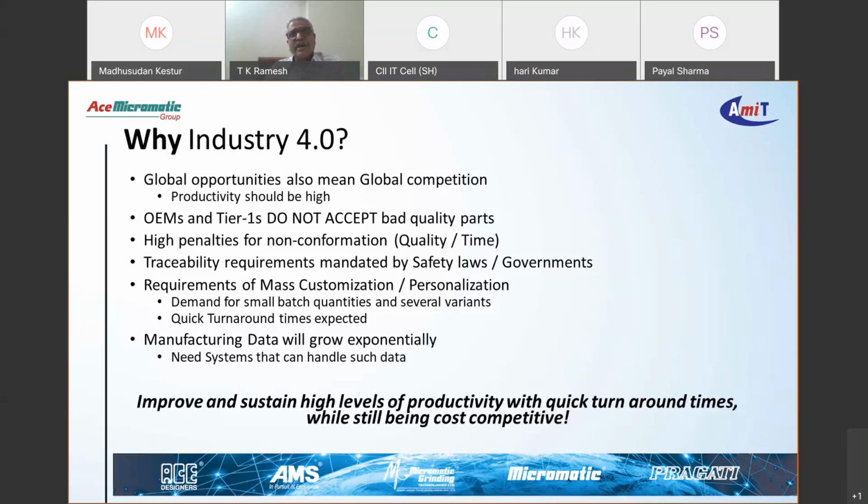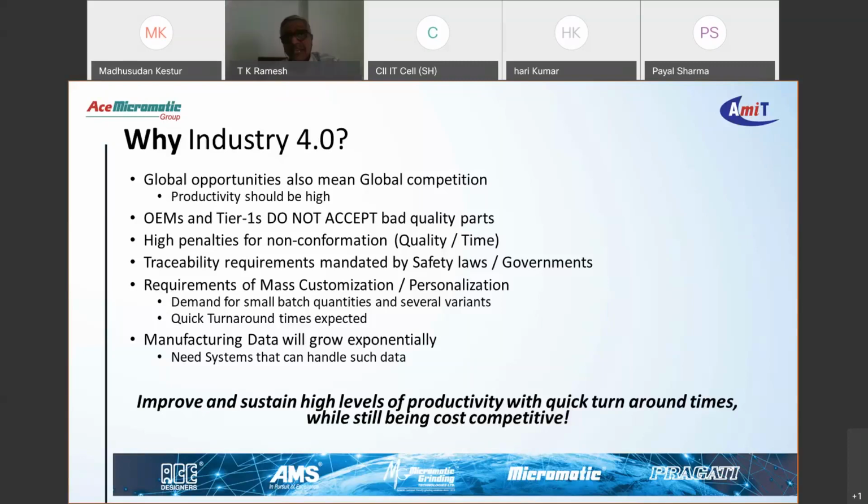Now, if this has to happen, I cannot even imagine any other way of doing this other than a digital way. So there's going to be a huge requirement of digitization, customization, and all of this is going to be made in small batches.